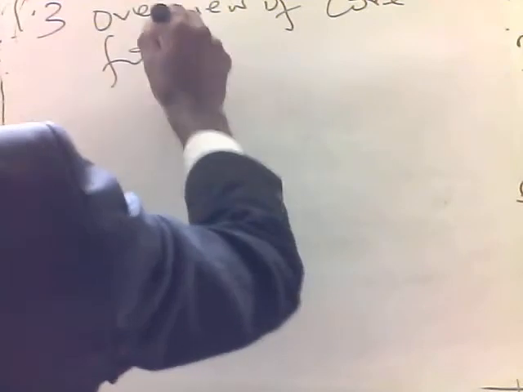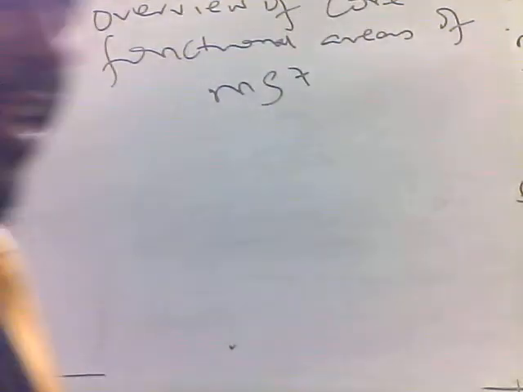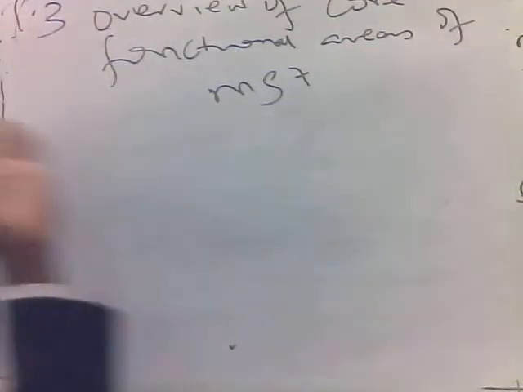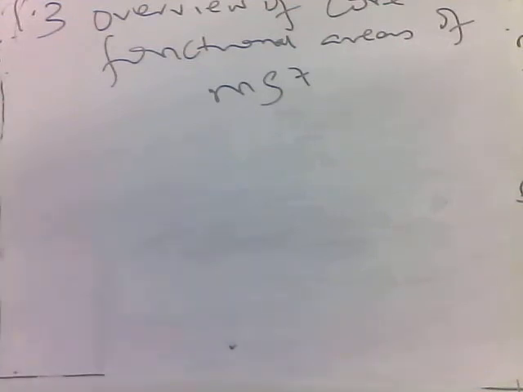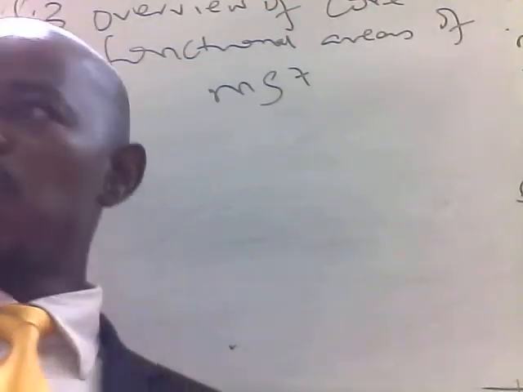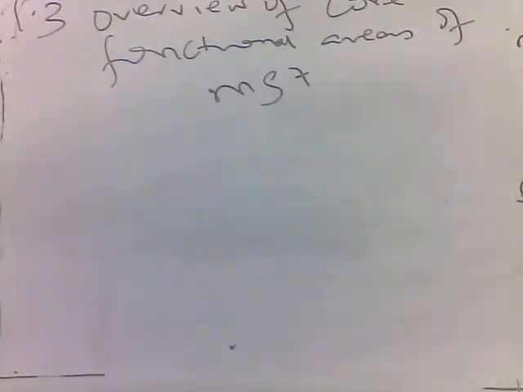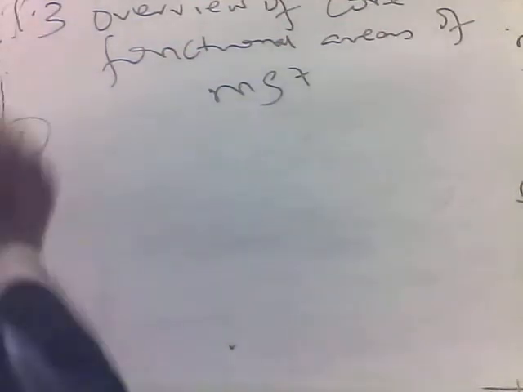Now, I think we are through with 1.2, the overview of management functions. So we can quickly look at 1.3, overview of core functional areas of management. You must be very careful not to confuse the overview of management functions and the overview of core functional areas of management. When we talk about core functional areas, we simply mean those things that the manager is involved in day in, day out. And there are five, probably we are going to discuss five, there may be more.